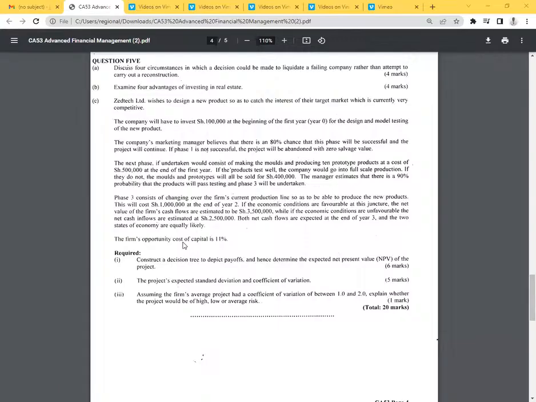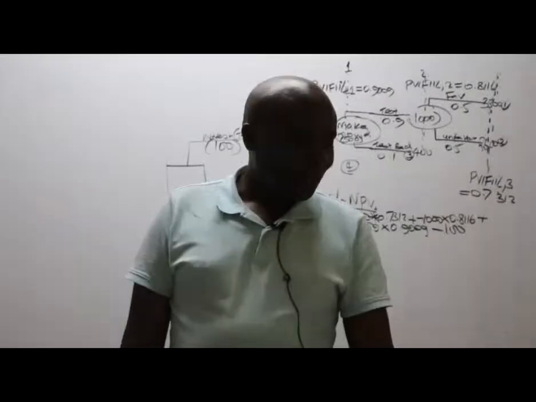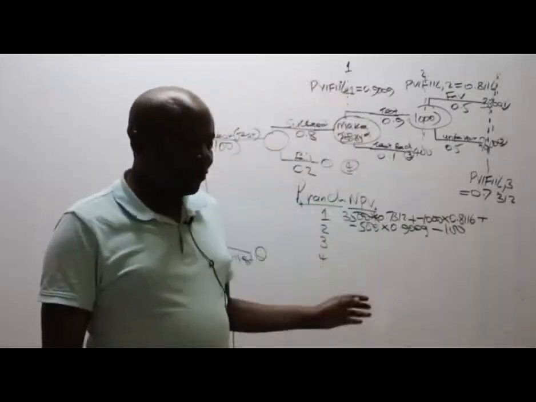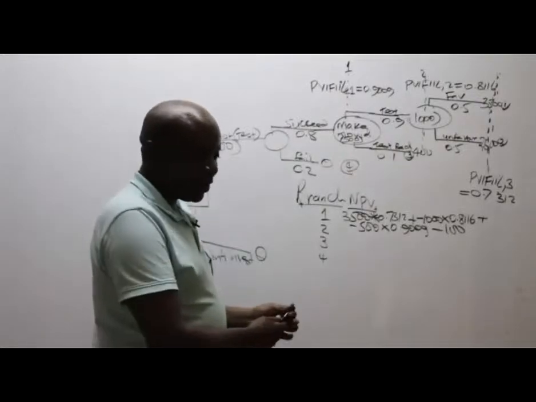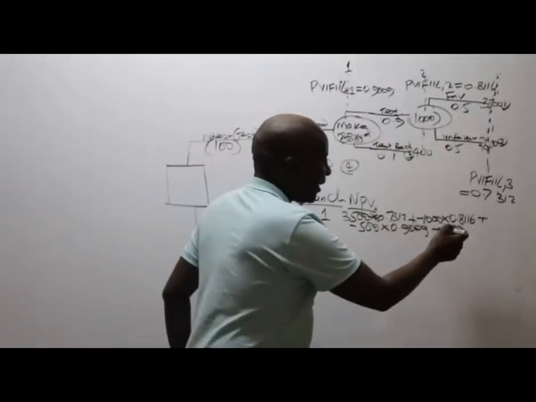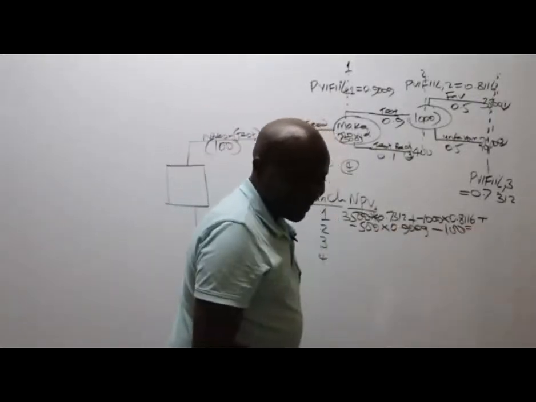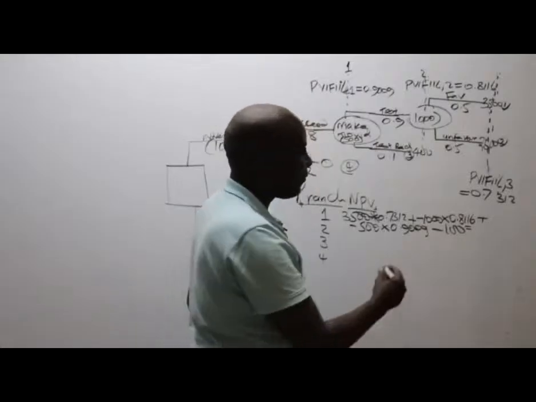The firm's opportunity cost of capital is 11%. Great. So I hope, Rebecca, you've seen that. So what figure are we getting, ladies and gentlemen, very fast, for branch number 1? 831.55. Thank you very much.